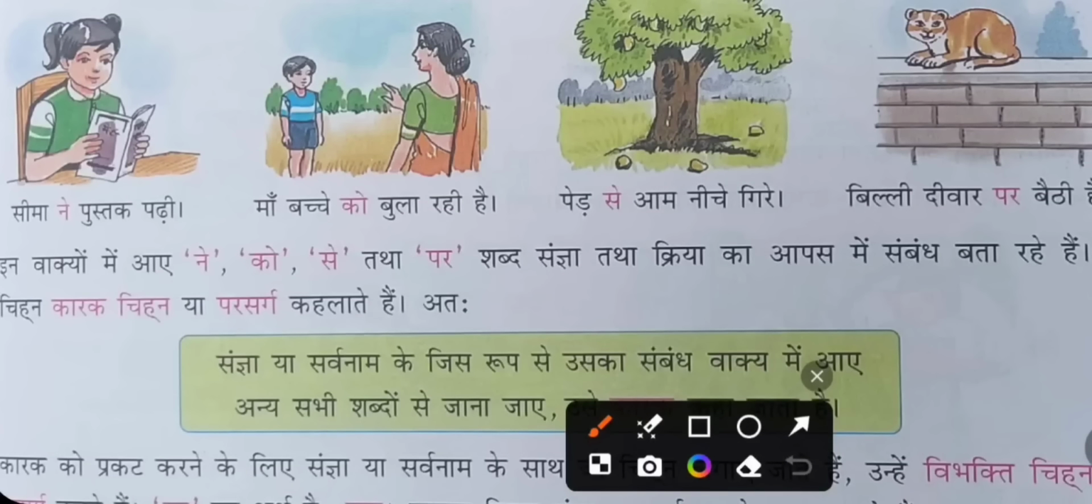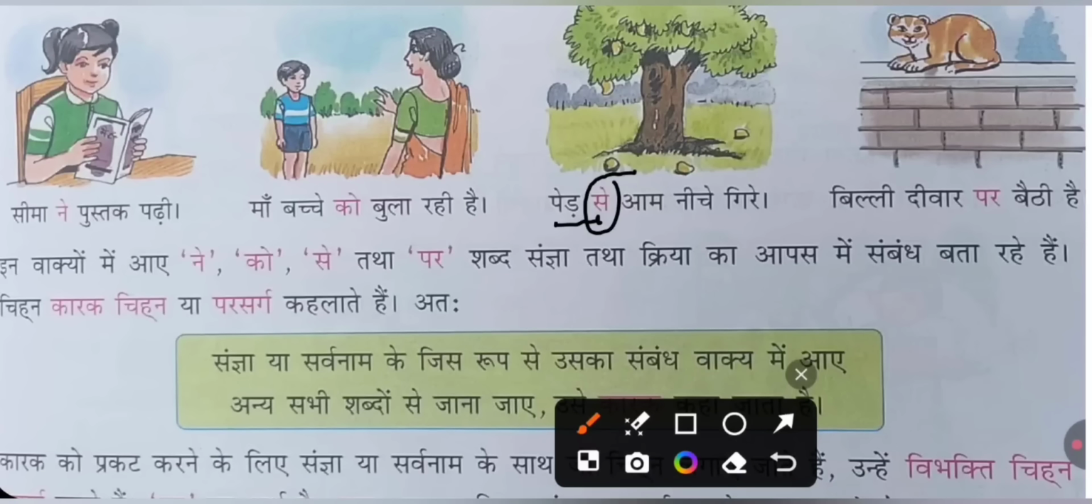पेड़ से आम नीचे गिरे. पेड़ से, from the tree, the mango has fallen down and the separation of mango has happened from the tree. So the word from makes us understand a separation has happened between the two nouns, पेड़ and आम, the tree and mango. बिल्ली दीवार पर बैठी है. The cat is sitting on the wall. We are able to understand the position where the cat is sitting. It is sitting on the wall. पर.